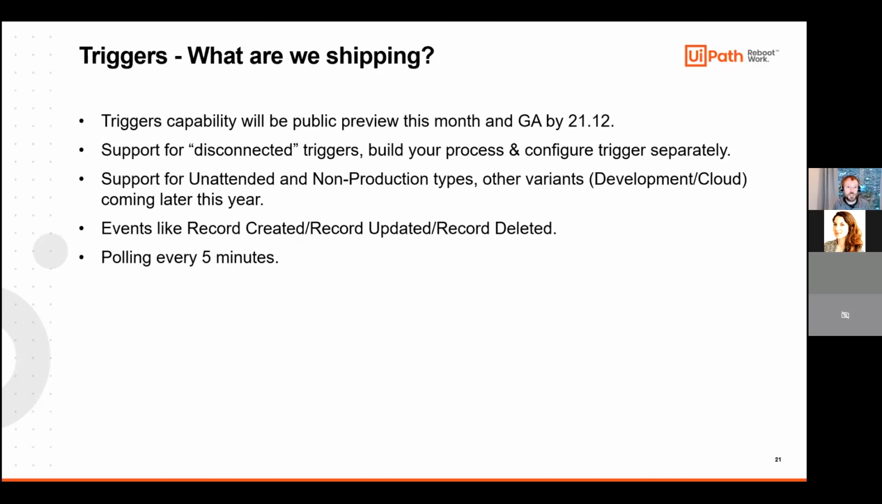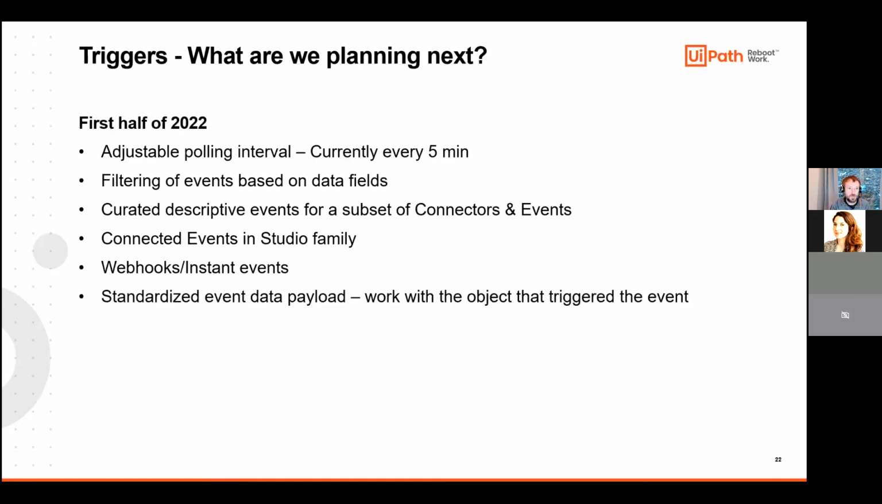The events, like I mentioned, most of them are going to be for record updates and record creates, but we'll be rapidly adding more events to those catalogs as well. On those events, right now we're polling every 5 minutes. We will add the ability to configure that to bring it down to 1 minute, or you might want to increase it to a larger interval, essentially giving you flexibility on when you want to configure these events.